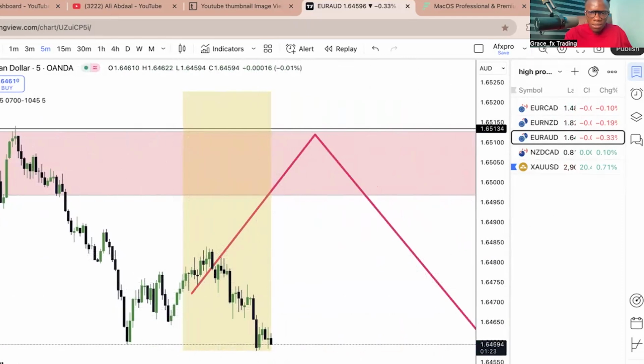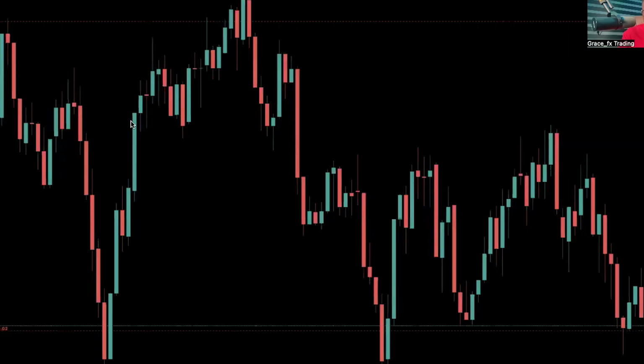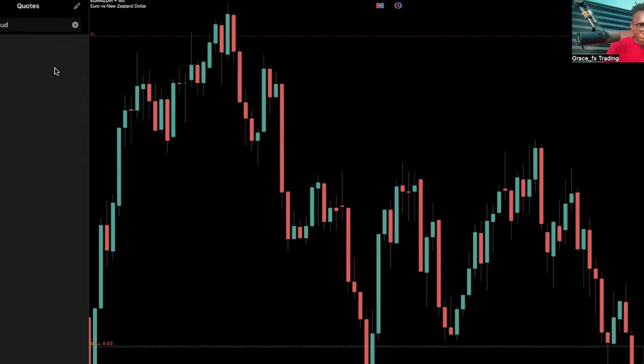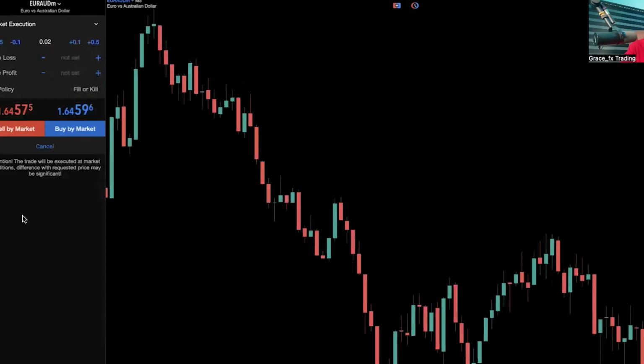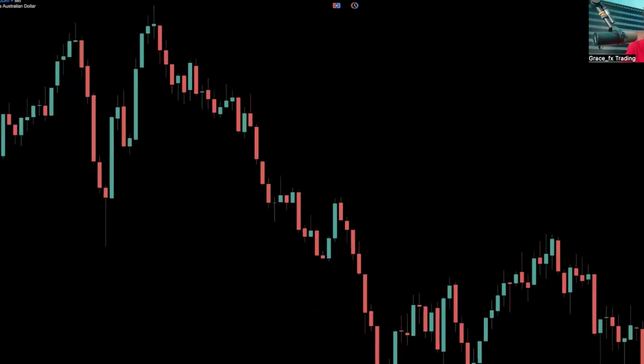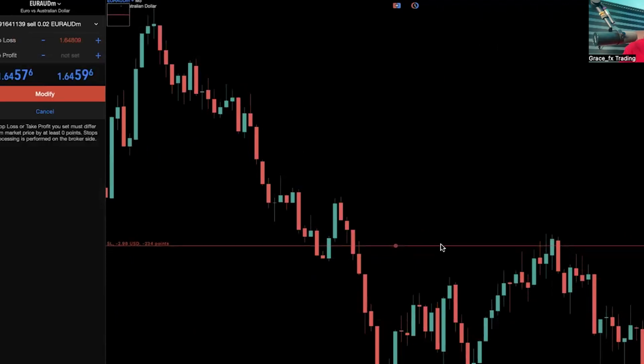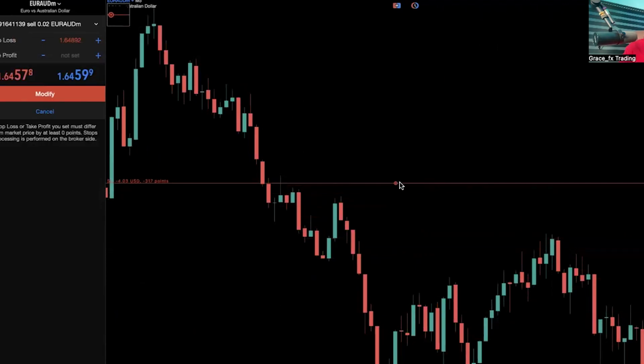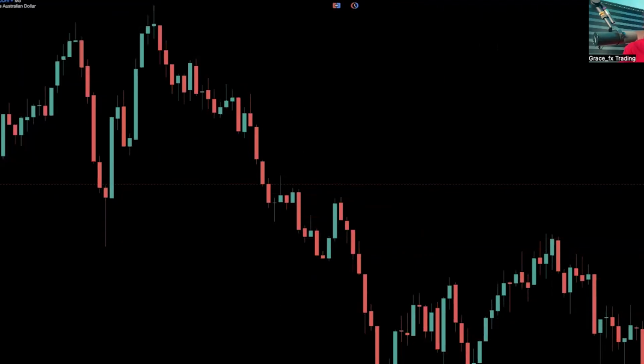So I'm going to add Euro AUD to my watch list, and then I'm going to take a trade on that as well. I'm going to take a sell on Euro AUD, using 0.02 lot size. Then I modify my stop loss to be just on this high. Okay, everything's set and ready.